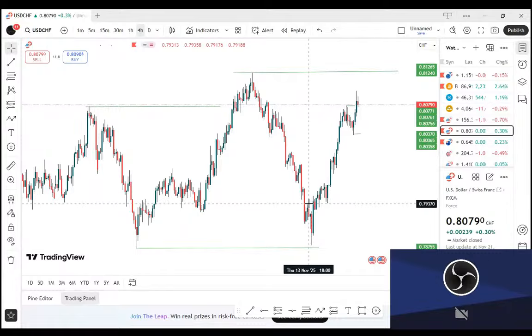If you drop lower to the 1 hour time frame, you see the shift happening on the lower time frame.